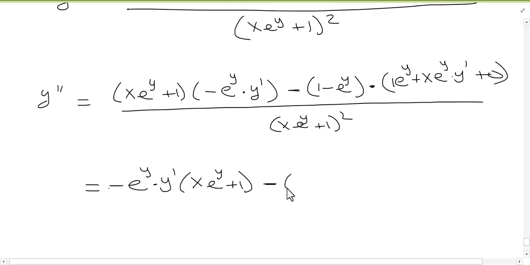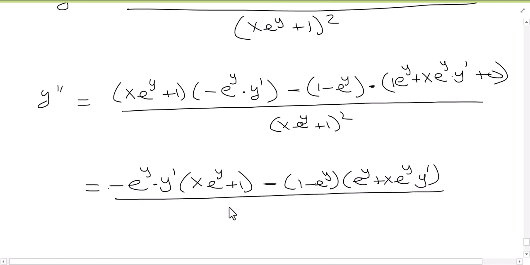and we have a binomial there. So 1 minus e to the y times e to the y plus x e to the y prime. I suppose you can take out an e to the y out of the whole thing, and maybe be able to simplify some more. Can you see a better way of simplifying?